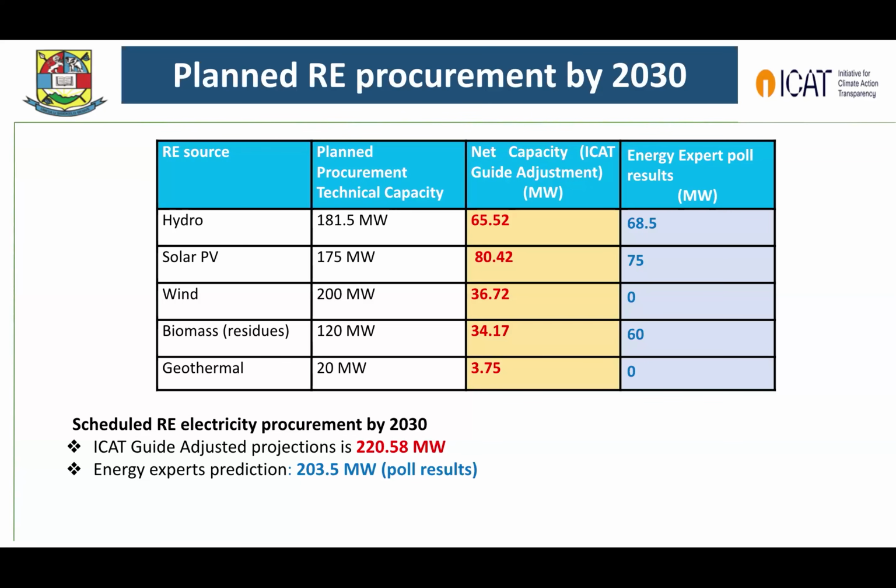And then the last column is where we had the experts who are really on the ground, who know the barriers that exist, telling us what they think the possible capacity will be by 2030. That is what we have in the third column. You can say that the results from the ICAT guide don't differ much from the results from the experts, meaning that the guide worked very well. It is just a bit different or off for biomass.